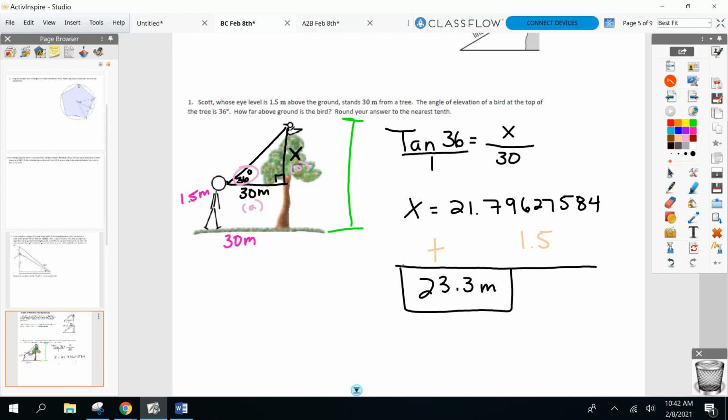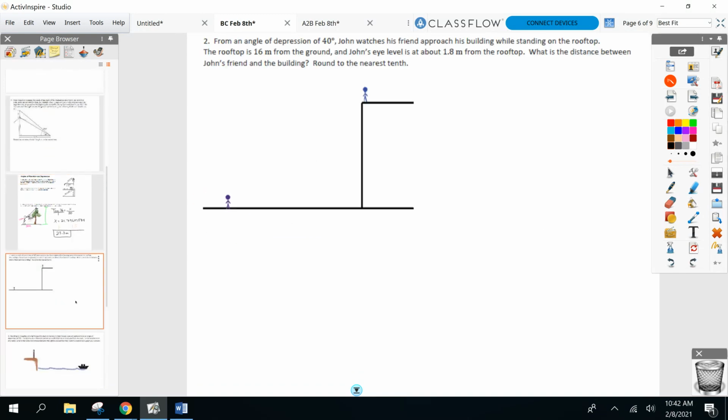Okay, so there's elevation. Let's see what depression looks like now. Because I always think depression are the tougher ones. Angle of depression of 40, John watches his friend approach the building. So I know depression, somebody's looking down from a horizontal line of sight. So let me help you guys here. So here is his horizontal line of sight, and he's looking down on his friend at a 40-degree angle. Take a look. This is where the 40 degrees is, outside. All right, it's always formed from the horizontal looking down.